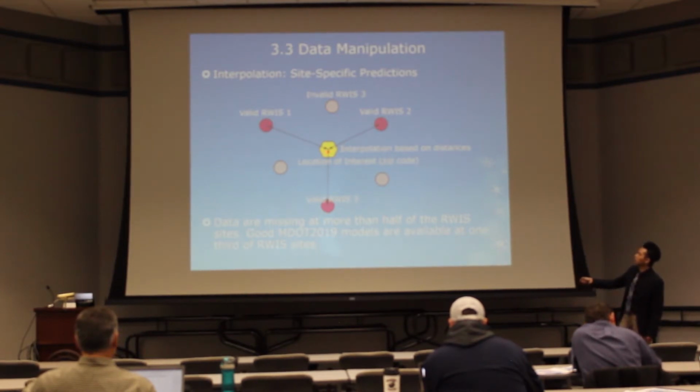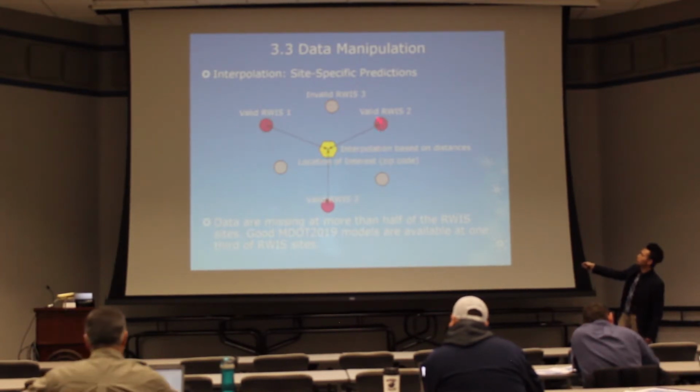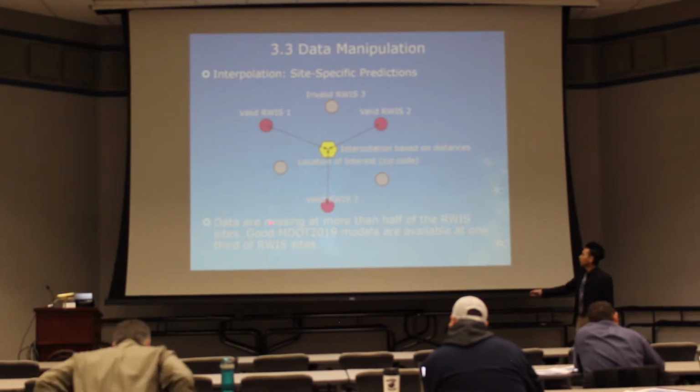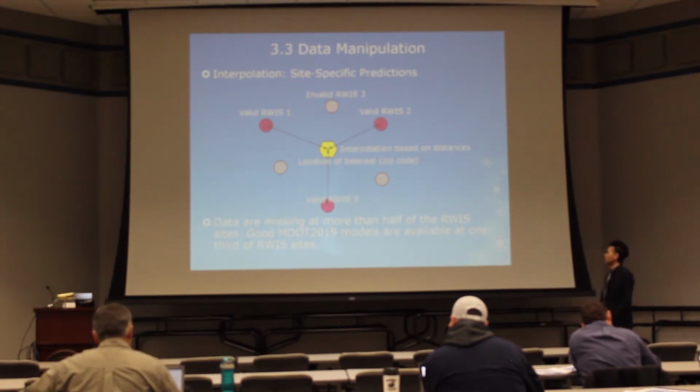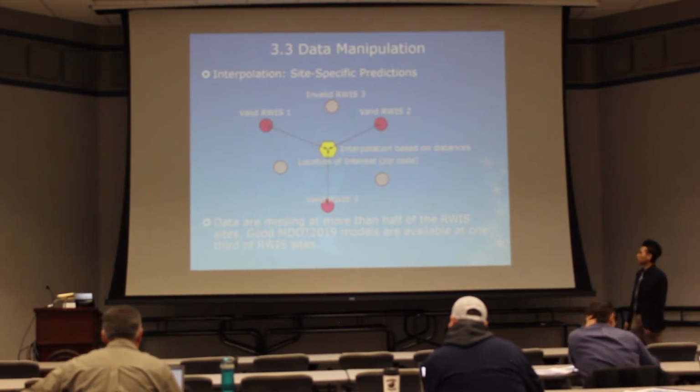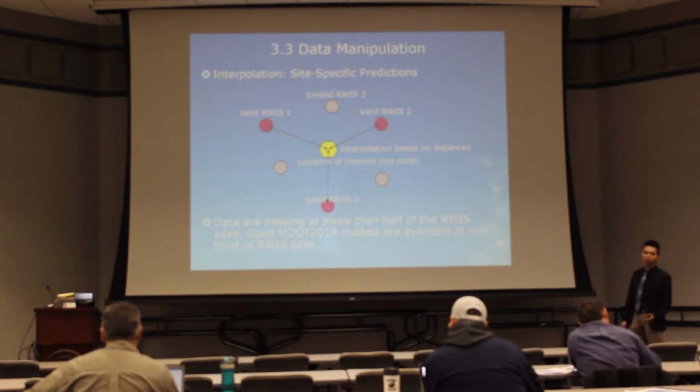Another strategy that we could use is simpler. We just take a look at which one is the nearest one, and just use the value from that one. And as I mentioned, data are missing for more than half of the ROI stations, and we have even fewer sites for developing the MW19 models. So the situation possibly will be improved in the future.